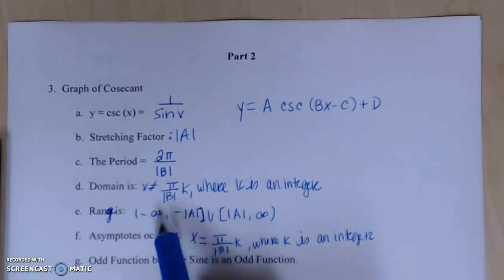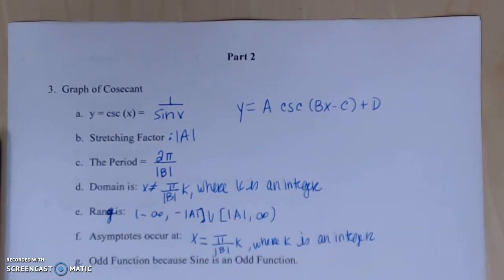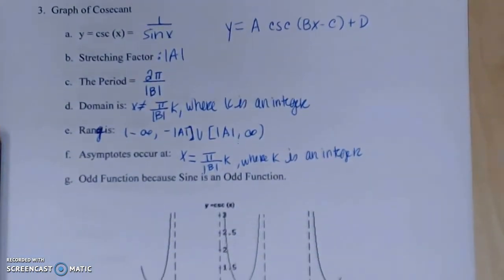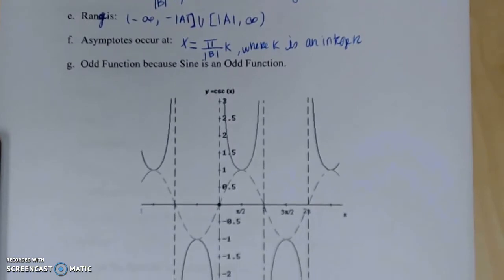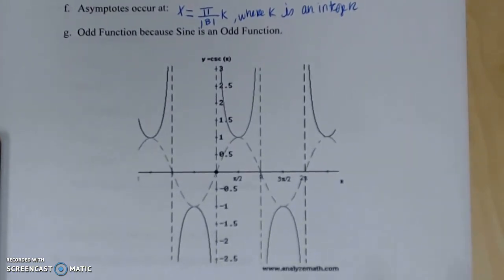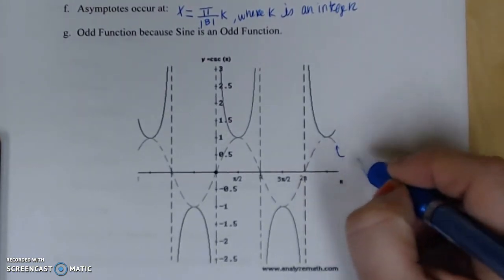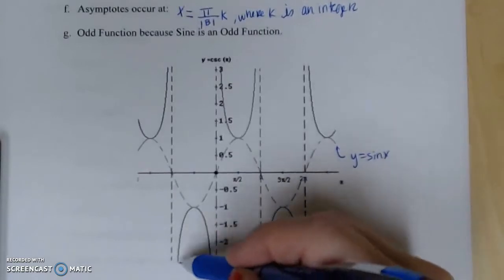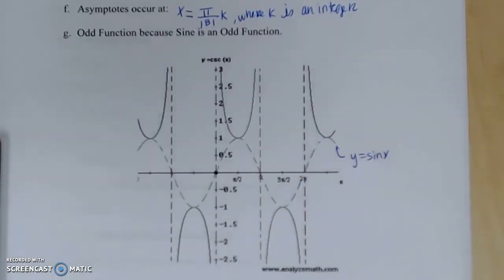So all the values that we remove from the domain are actually where our asymptotes are, and it's an odd function because sine is an odd function. So let's look at the graph down here, and this will make a lot more sense. Looking at the graph, you can see that this function here is your y equals sine x, and then these parabolas up here and parabolas down here create your cosecant function.